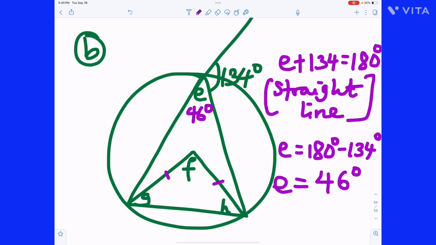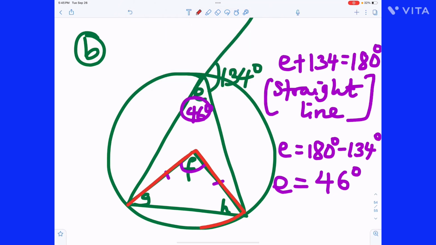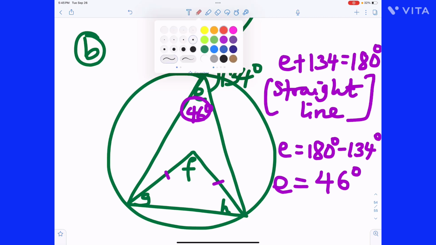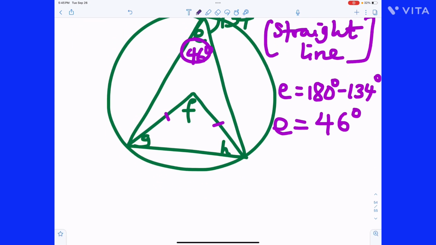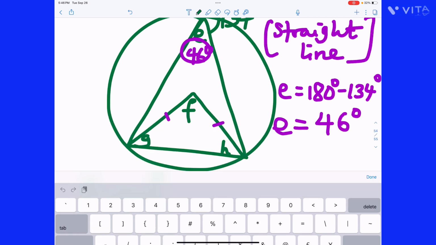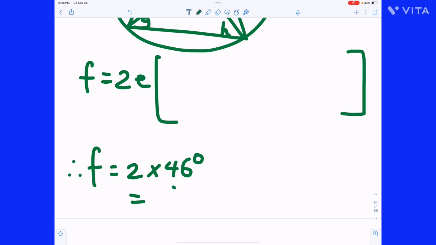If I have this as 46, it pretty much helps me to quickly find F. Angle at center is twice angle at a point on the circumference of the circle. So if you look at the diagram well, F is at the center, formed on this arc. But on the same arc, E is formed at a point on the circumference. So F will be equal to 2 times E. Have an eye for angles. Very important. The more you practice, the sharper your eyes get. So F is equal to 2E. Angle at center is twice angle at a point on the circumference of the circle. So that means F is 2 times 46. F will be 92 degrees.